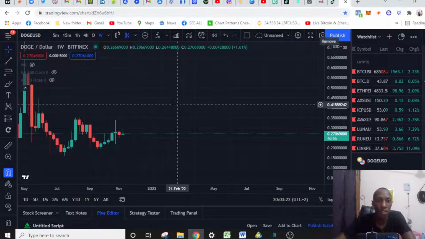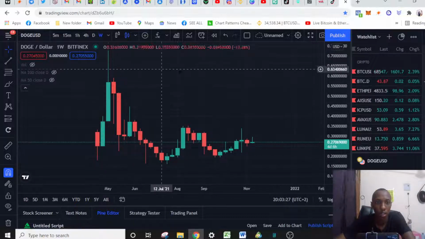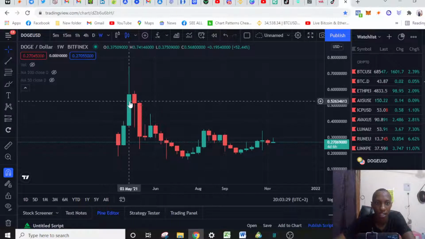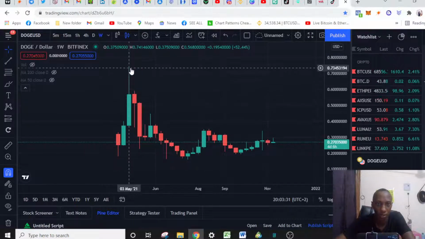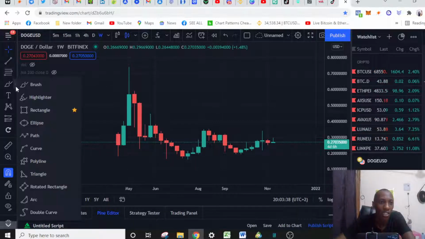I bought Dogecoin in April. And you can see right here. I bought Dogecoin in May, sorry, not May. I bought Dogecoin when it was 0.68 cents. It was right here. I will never forget this in my life.